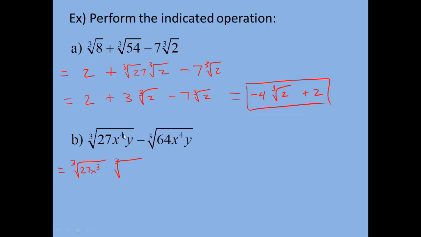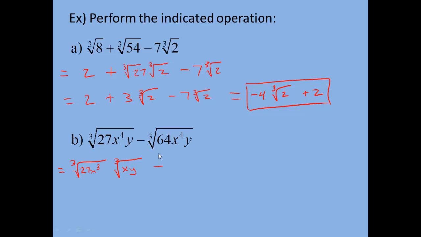Remember, you want the highest power closest to 4 that's divisible by 3. So it's x to the third. And then there's going to be 1 left over, so we'll put x over into this one. And then here I've got y. Y isn't going to be a perfect cube, doesn't have any perfect cube factors, so y is going to go there. So that's my first term.